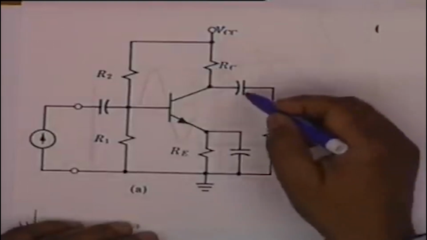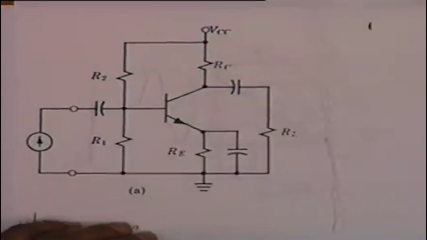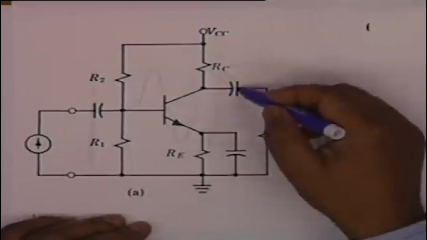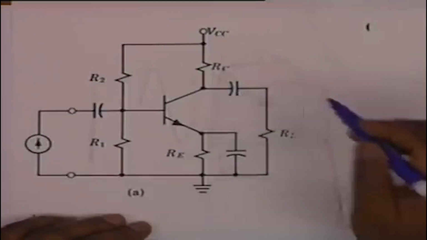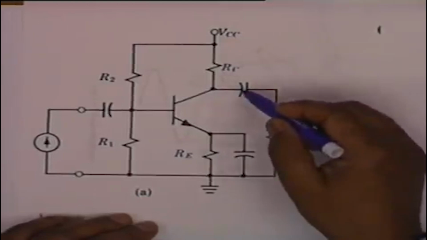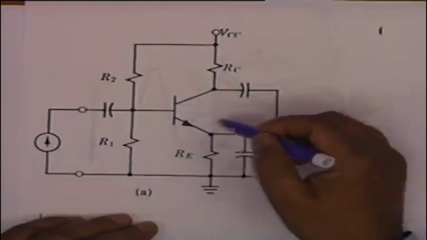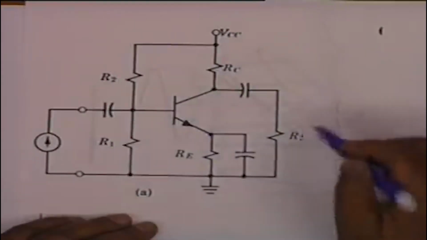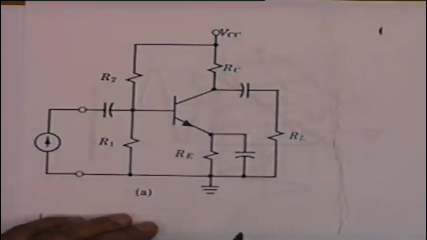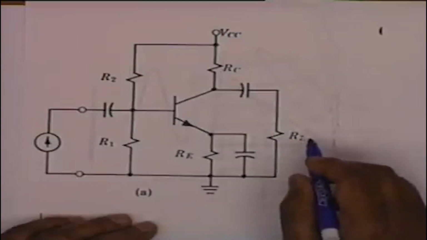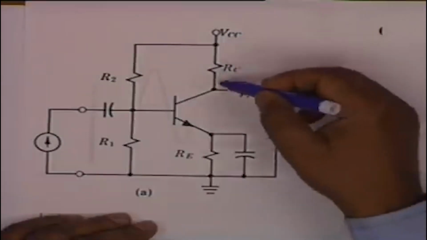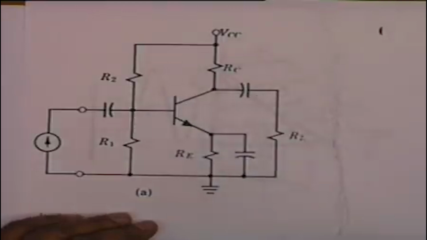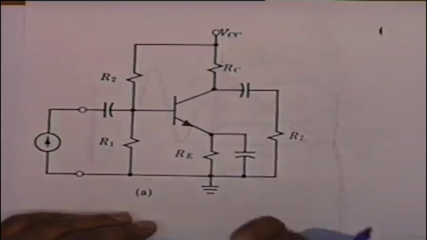In a similar manner, this capacitor is also called a coupling capacitor. The reason is that this couples the amplifier, the transistor, to the load. The load could be a speaker. You know, a speaker is an 8 ohm load, and your transistor BJT biasing may require 1K RC. How do you get this?